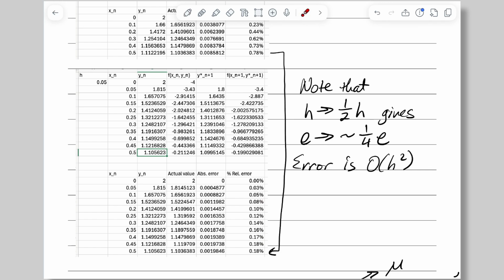It's not exactly 1/4, right? I mean, in fact, it's actually less than 1/4 because the 0.78 would have to be 0.72 in order for 0.18 to be 1/4 of it, but it's in the neighborhood.